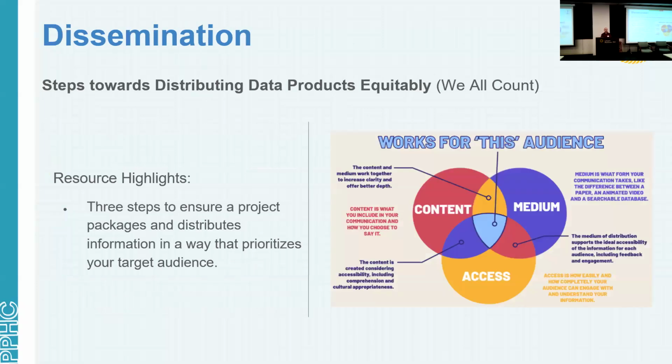Last but not least, we have a resource for dissemination, which is the steps towards distributing data products equitably by Lee Al Kao. This resource highlights that what you say, how you say it, and how your audience interacts with it matters. This principle is highlighted through 3 key steps within the resource. The first step is to choose a target audience in a way that reflects the equity that you aim for. The second step is to review your content, medium, and access, which we'll go into a bit more on the next slide. And the third step is to test out a variety of styles, mediums, and narratives directly with your target audience.